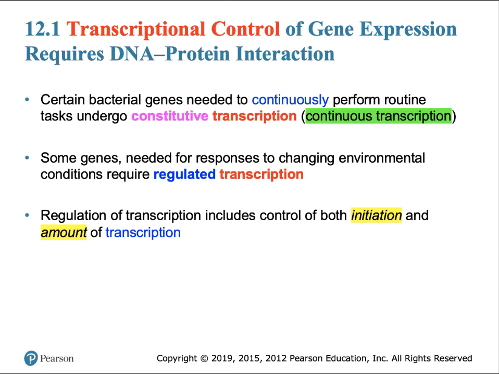Then we have those genes which are only turned on in a time of need. So those are regulated, and they're known as regulated transcription or facultative transcription. With respect to transcription, we're looking at two parameters: the initiation event, which transcribes the gene, and the quantity of transcription, i.e. the amount of transcript produced. Both of these parameters will have an effect on the amount of product produced.